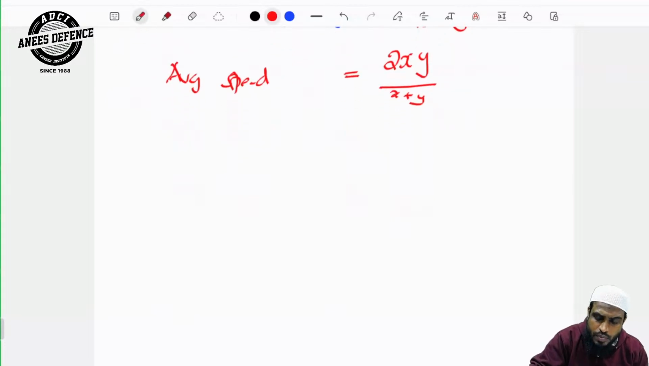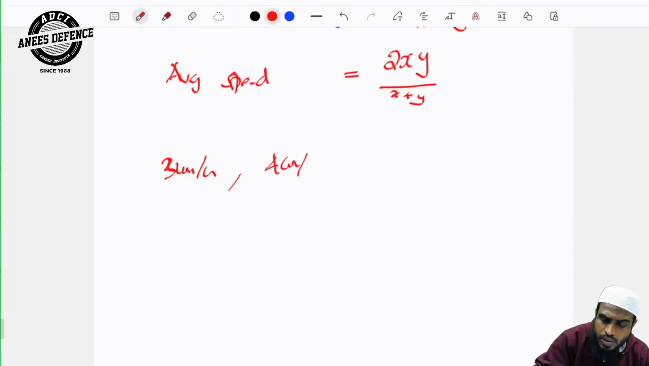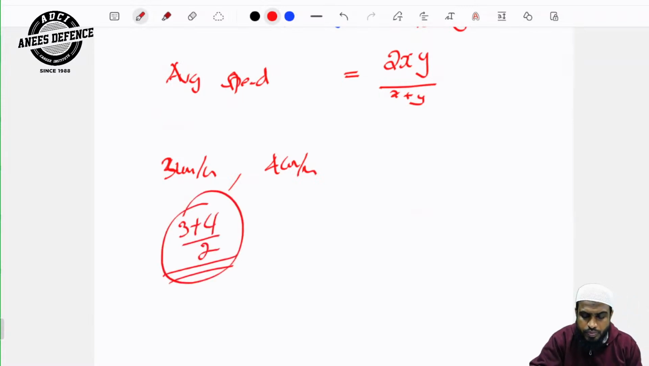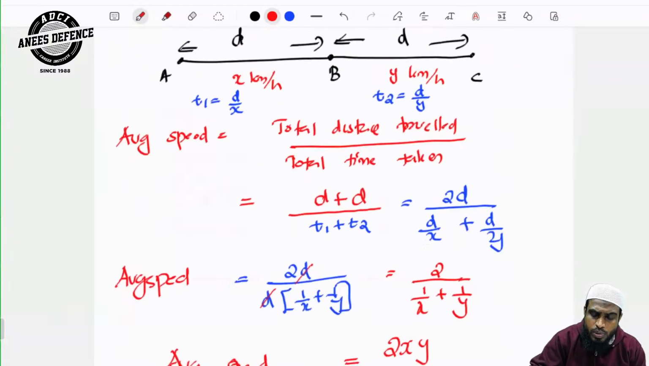You should not take the average if somebody is moving with a velocity 3 kilometer per hour and for some other distance 4 kilometer per hour. Without looking at the condition, you should not put 3 plus 4 by 2. It is completely wrong. You have to use the correct concept. Simply taking the average of the two different speeds is wrong. You will not get the average speed. So the correct formula you have to use.